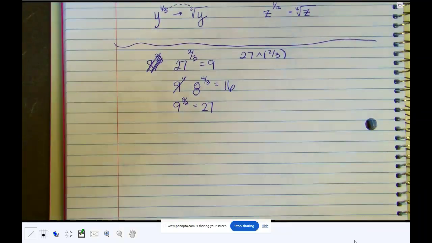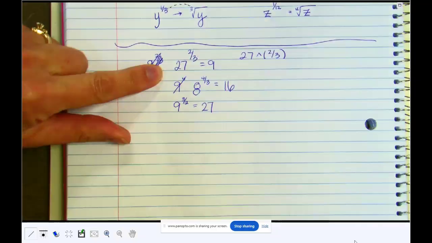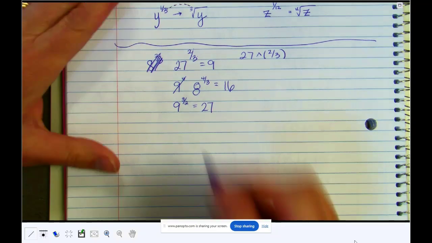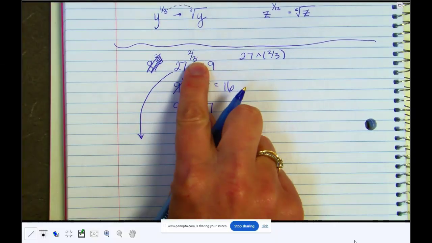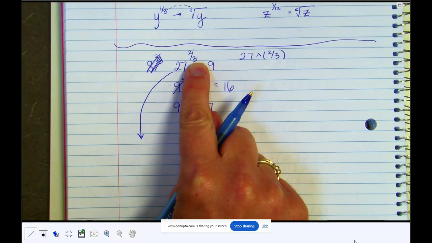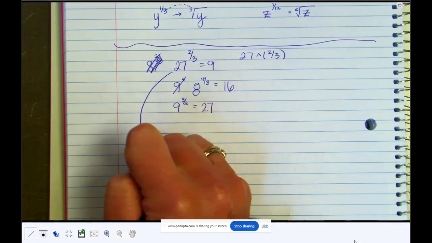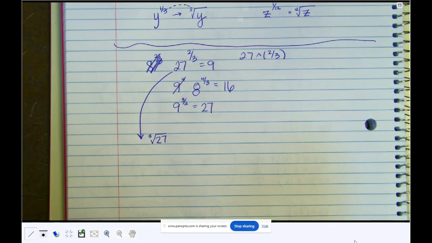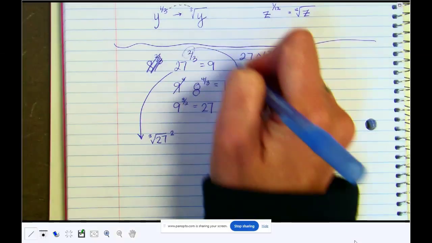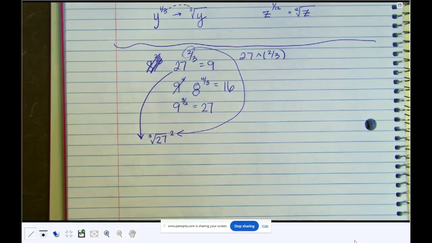Okay, so let me tell you what these guys are doing. We're also going to talk about rewriting this. This is two things happening. When you have a number on the top and a number on the bottom, two things happen. So this 27 with the 2/3, if there's a 3 on the bottom, what does that rewrite to? Cube root. Yep. So cube root of 27, that's part of it, but it's also squared. So this 2 is on the outside. This 3 is the cube root part.